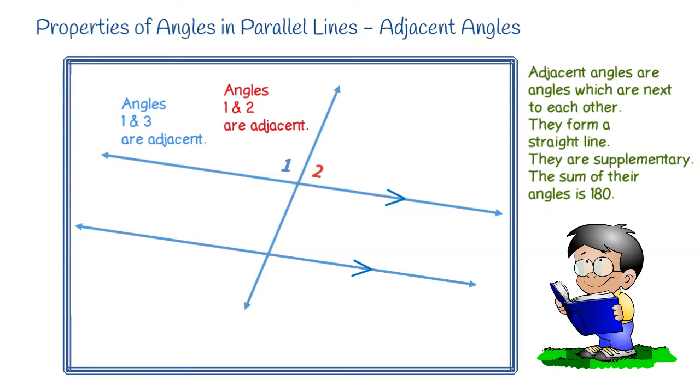Angles 1 and 3 are adjacent. They are next to each other. Angles 2 and 4 are adjacent angles. Angles 3 and 4 are adjacent.